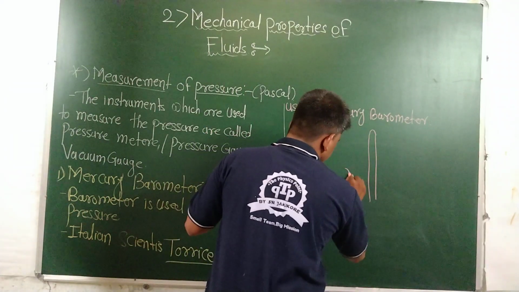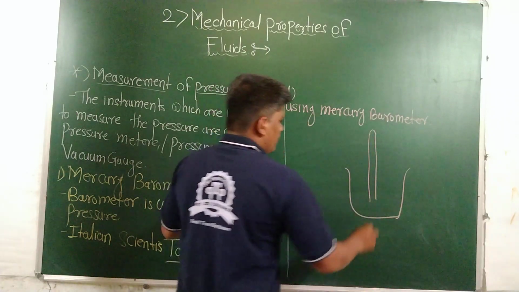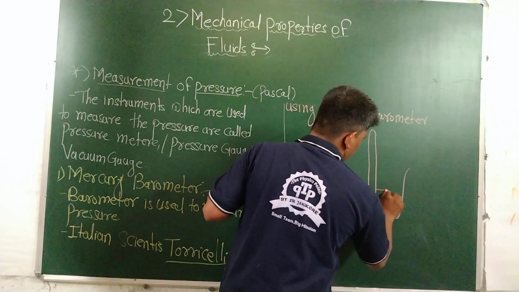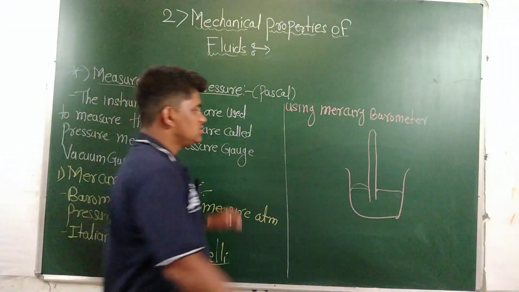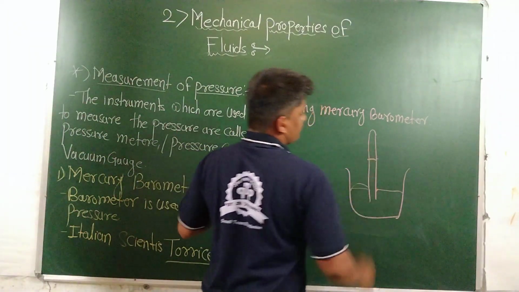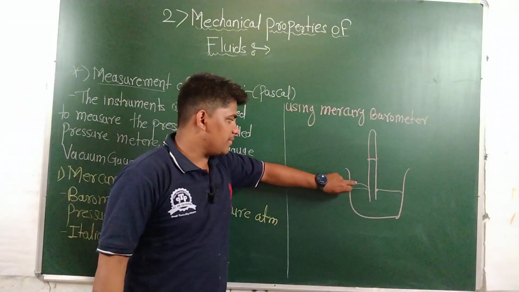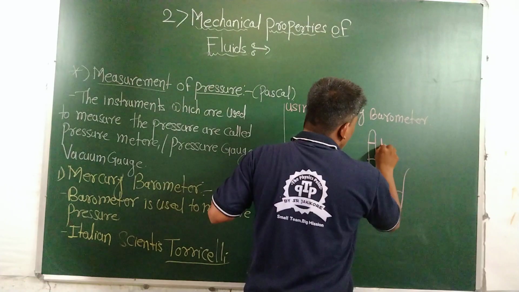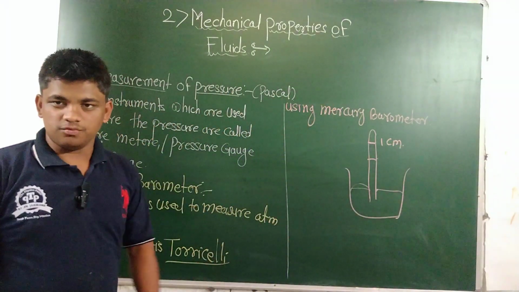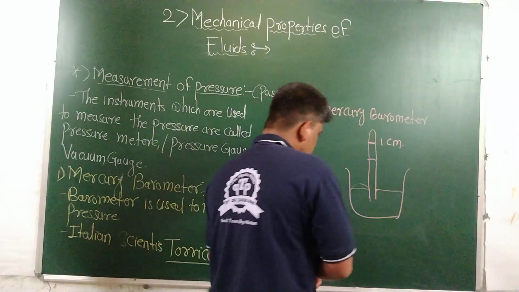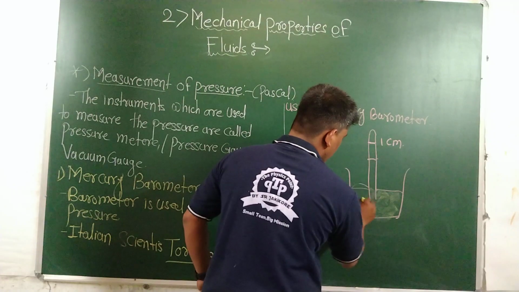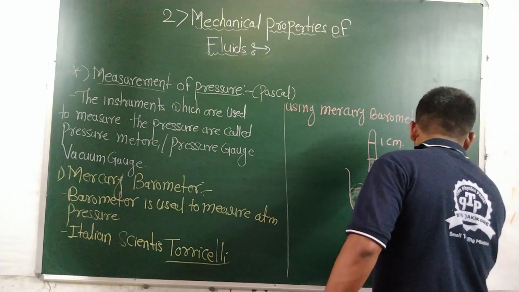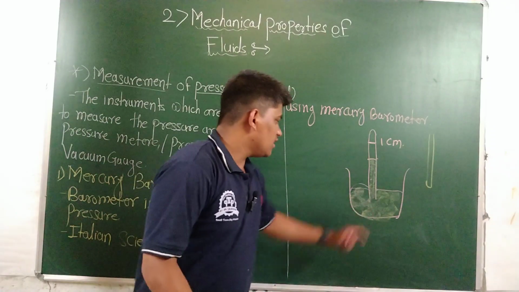I will draw a diagram directly, and let's discuss. This is also the surface of the mercury. It is 1 meter long, and the width, that is the diameter of the glass tube, is 1 centimeter. It will be filled with mercury. This liquid is mercury. They fill it with mercury. Actually, this tube is like this, and I will draw it in the diagram.